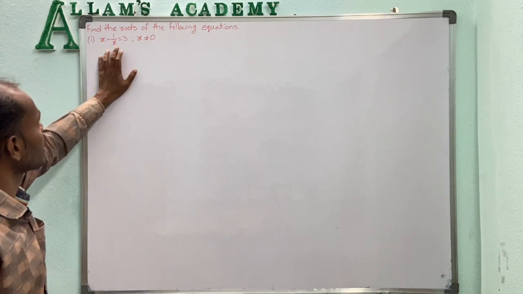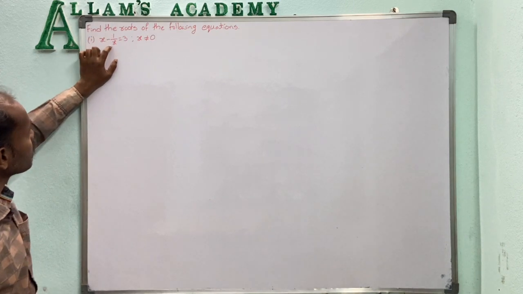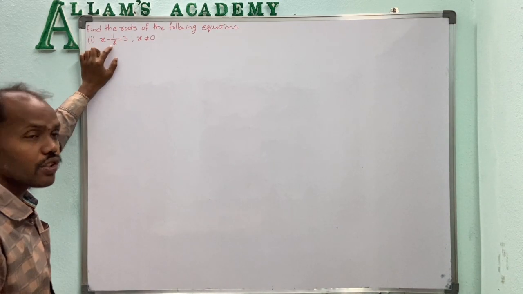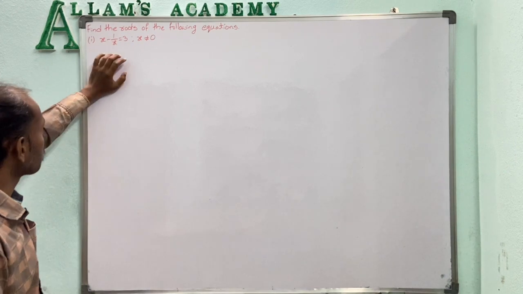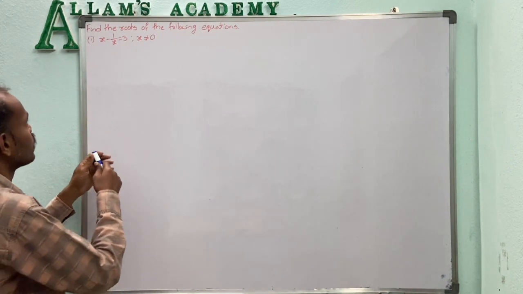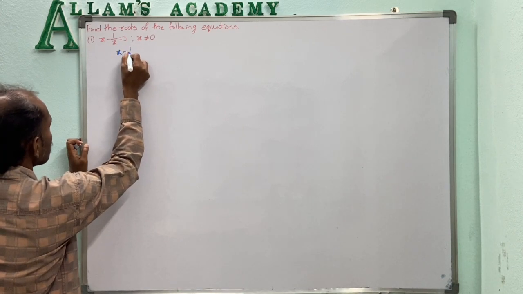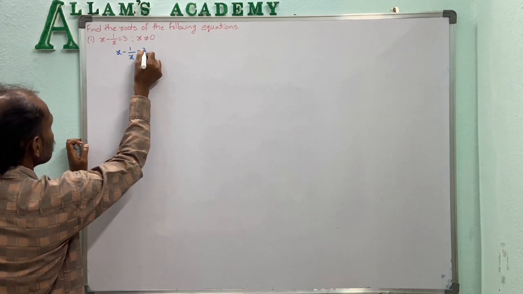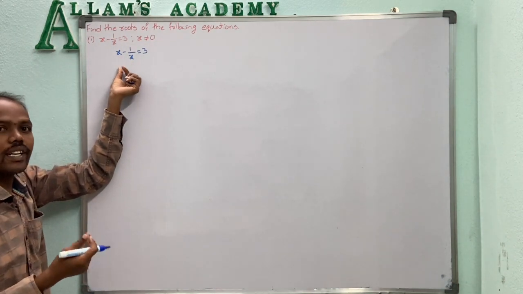x minus 1 by x equal to 3, x is not equal to 0. Why? Because here the denominator is x. If x equal to 0 we substitute, 1 by 0 is nothing but undefined. So for that purpose x value is not 0. So the given equation is x minus 1 by x equal to 3. So we have to convert this equation into a quadratic equation.